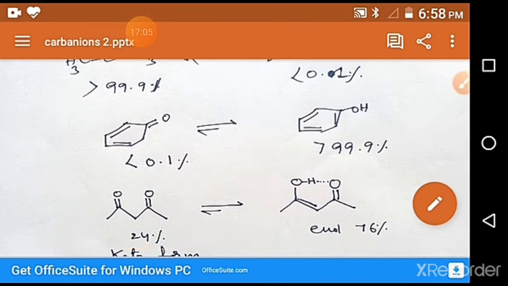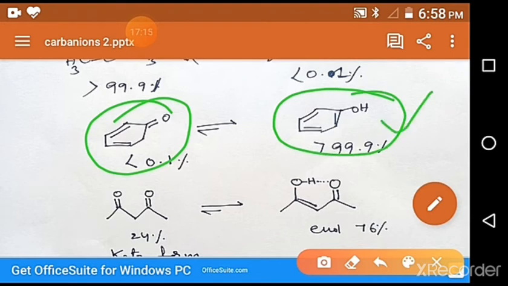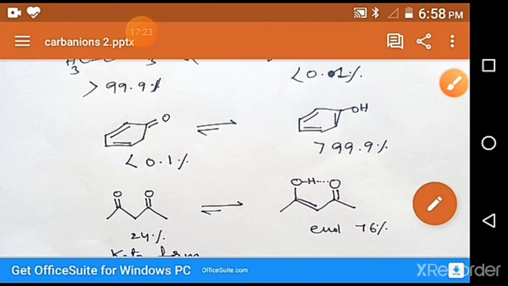Coming to the next example, you see this type of compound. It has a ketone. Its enol is a phenol. So the keto is 0.1% and the phenol is 99.9%. Why? This is stabilized. This is a benzene ring. We know aromatic compounds are more stable. That's why phenol is more stable than cyclohexanone.